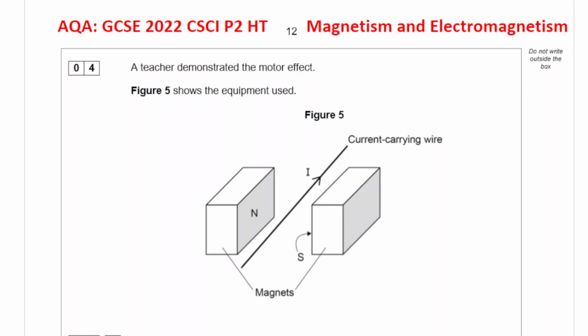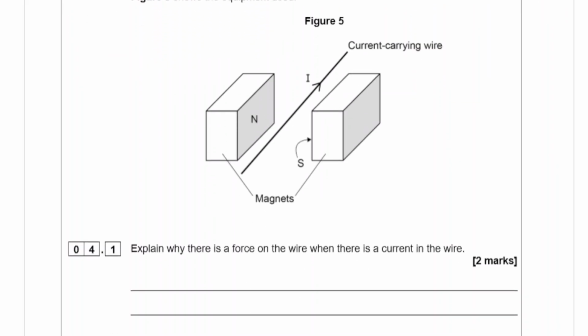In this video, I'm going to go through the AQA Combined Science Physics Paper 2 Higher Tier from 2022. Question number 4 is on the topic of magnetism and electromagnetism. A teacher demonstrated the motor effect. Figure 5 shows the equipment used. So you've got magnets, which are permanent magnets. You've got the North Pole and the South Pole facing each other. And there's a wire in between which is carrying a current.